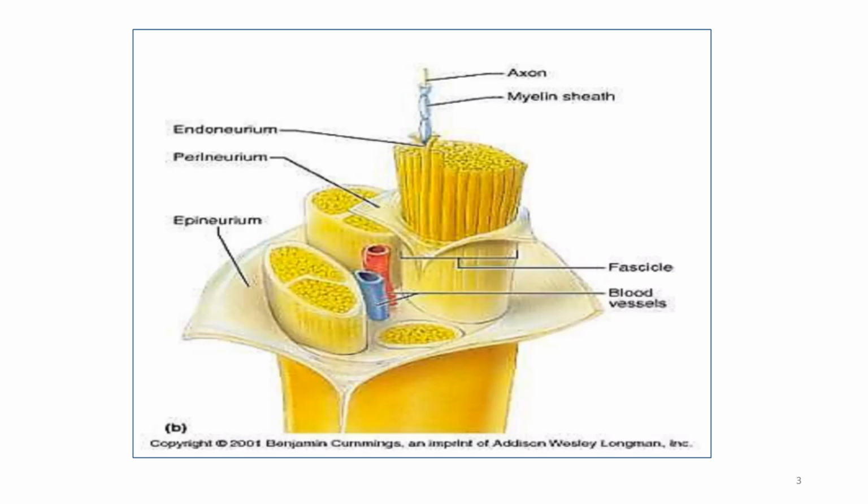See this? This is one axon with myelin sheath. It is enveloped by or covered by endoneurium. Some axons will form one fascicle. The entire fascicle will be covered by perineurium. And some fascicles together are covered by epineurium. This entire thing forms one nerve.